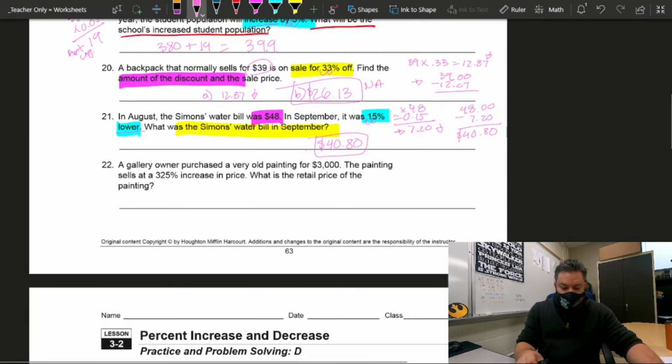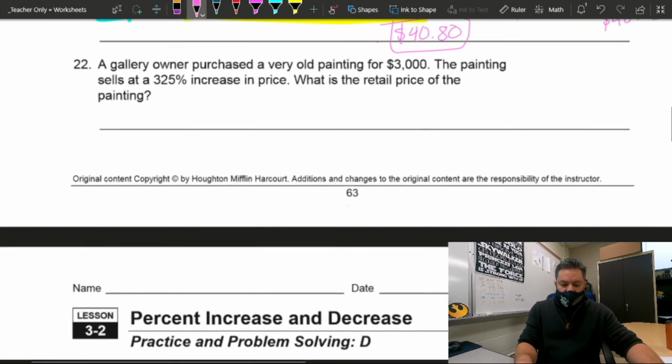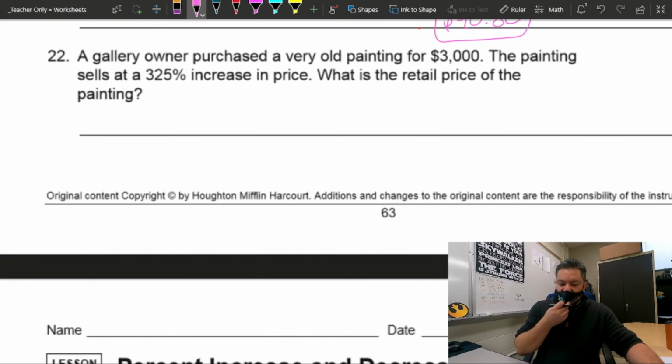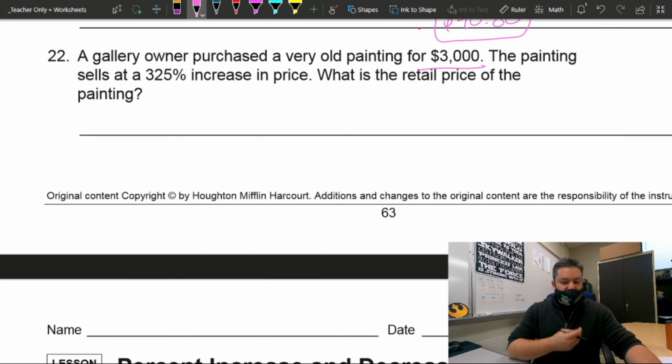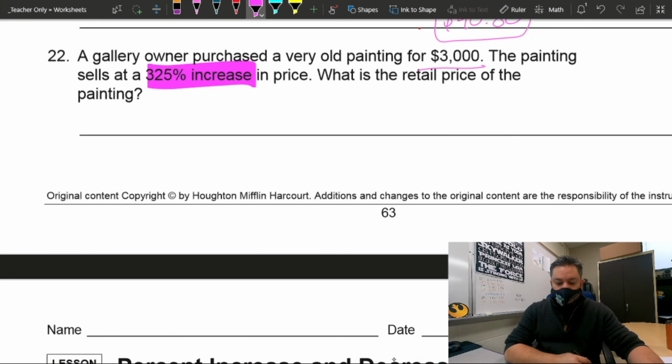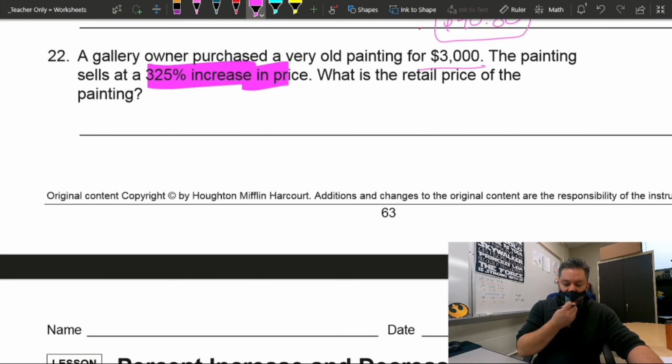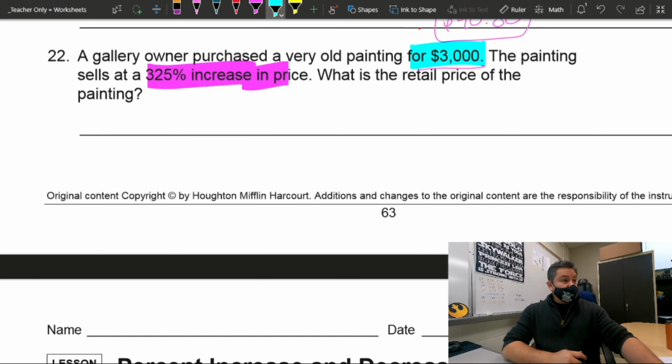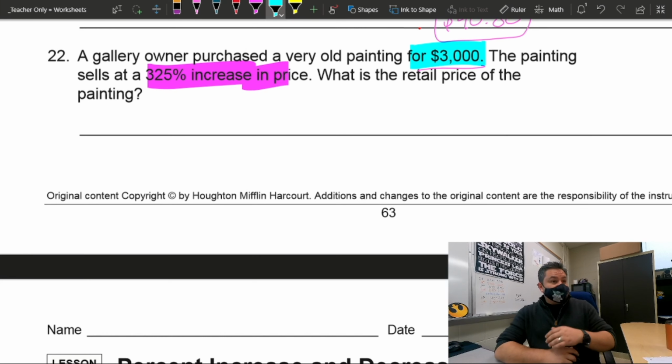And last but not least, number 22. A gallery owner purchased a very old painting for $3,000. So he paid $3,000 for a painting. The painting sells at a 325% increase. What are you going to have to do at the end? In price. What is the retail price for the painting? So what is my original? $3,000. Now it's going to increase more than 3 times its price. So the answer has to be more than $3,000. Just FYI, if you get something less than $3,000, you're doing something way wrong.